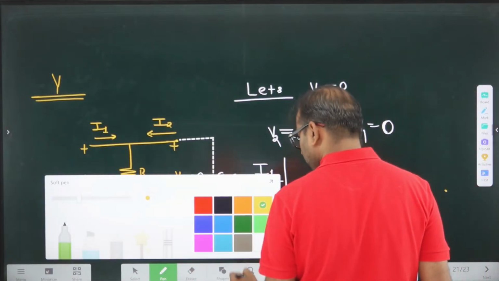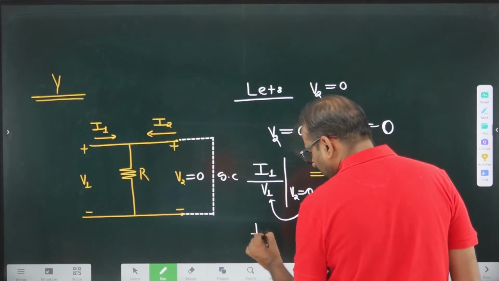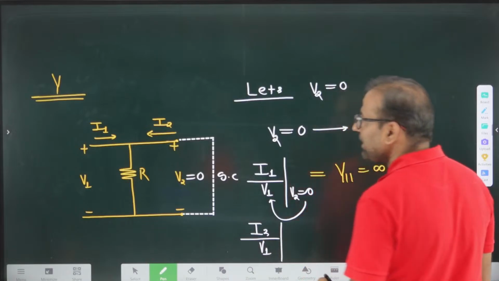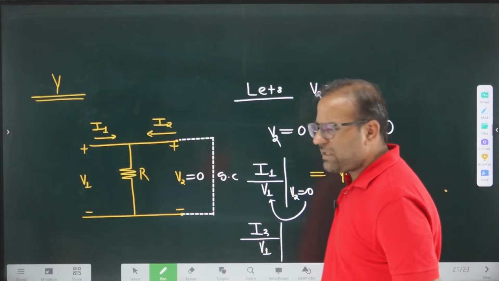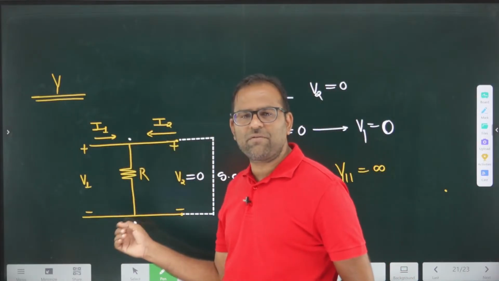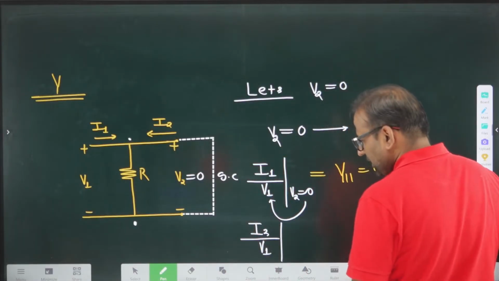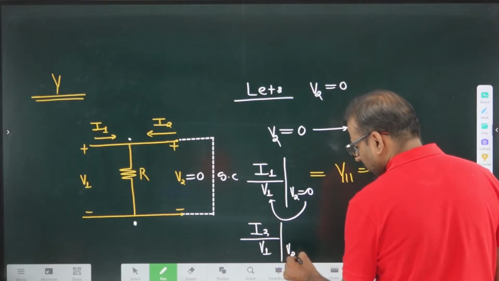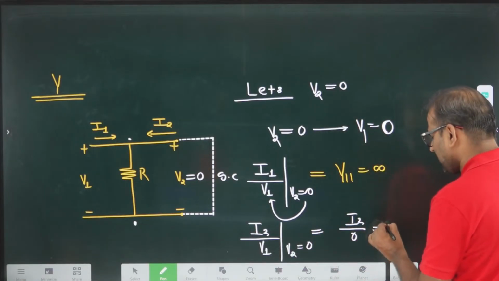What is the value of I2 divided by V1 by making what? You can say these parameters are not defined, because if you are applying a short circuit, this current is also I1 and I2 must be 0. So V2 divided by I1, if both are 0, then there will be no 0 by 0 thing. V2 equal to 0, and this parameter is what? I2 divided by V1, which is 0, and this parameter is also infinite.